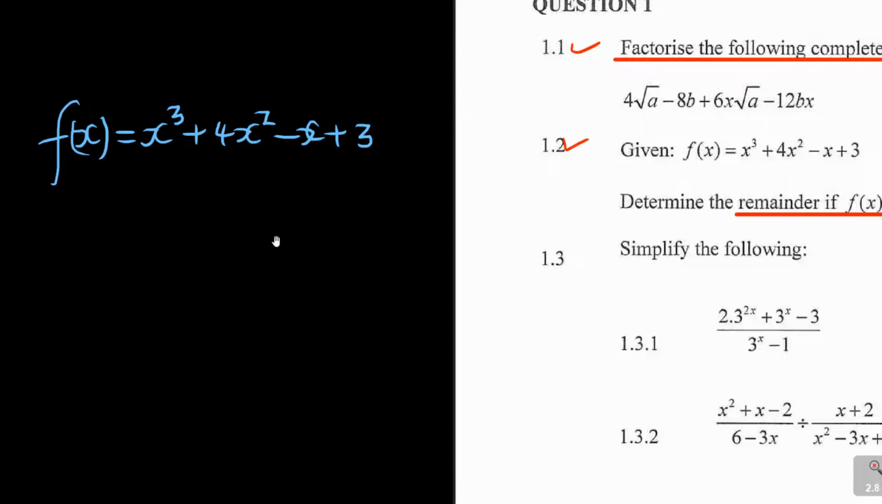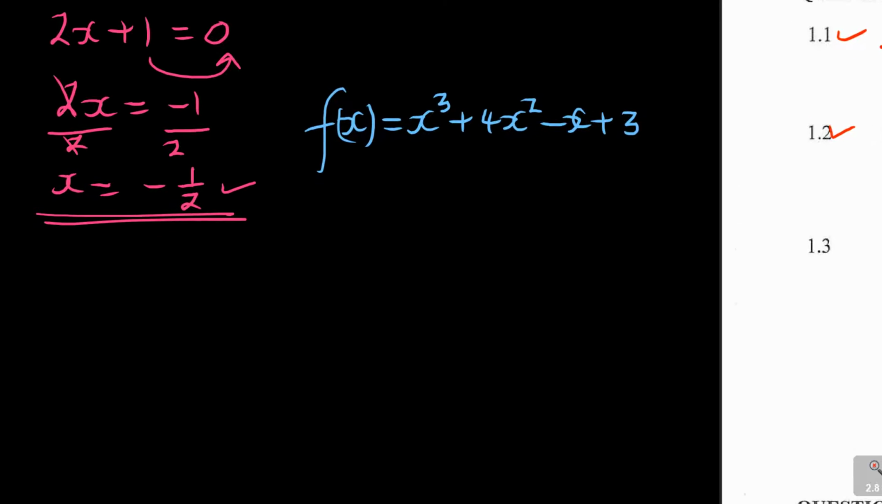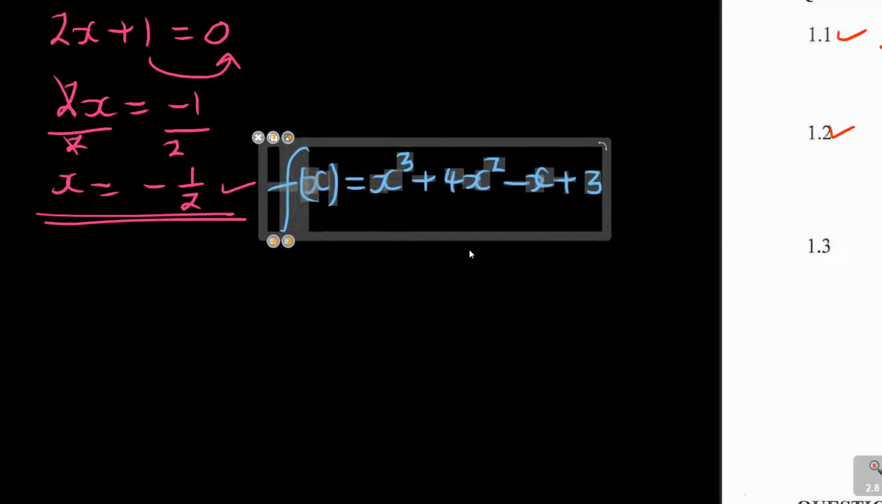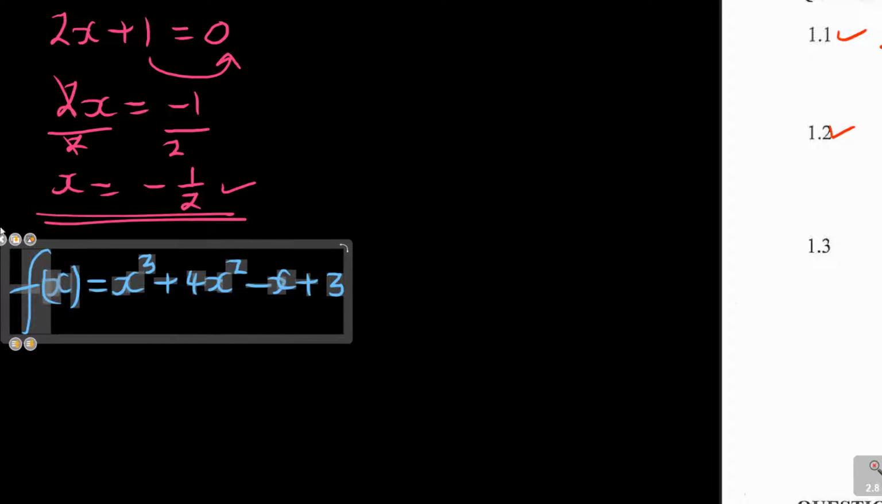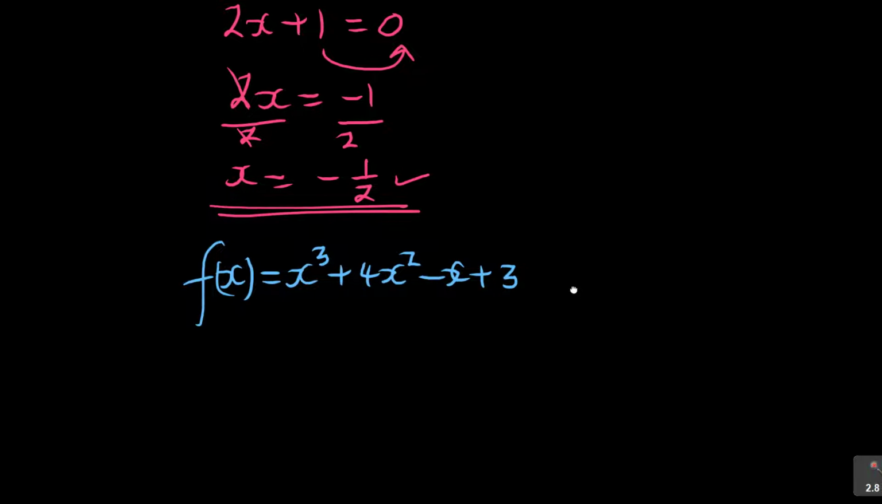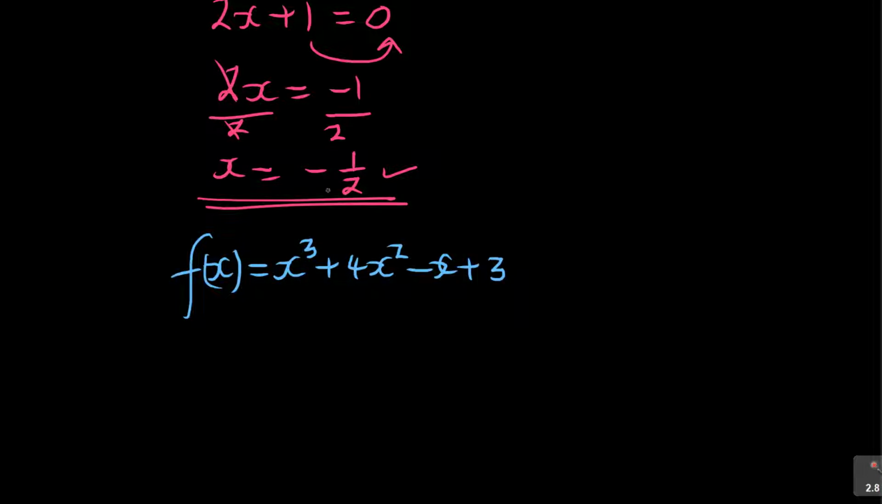Okay, so I've got my f of x. Now with this f of x having been given here, the question is what's next? Remember, I know what my x is. My x is negative half, so I'm going to take this negative half and substitute it there. So wherever there is an x, you put a negative half.